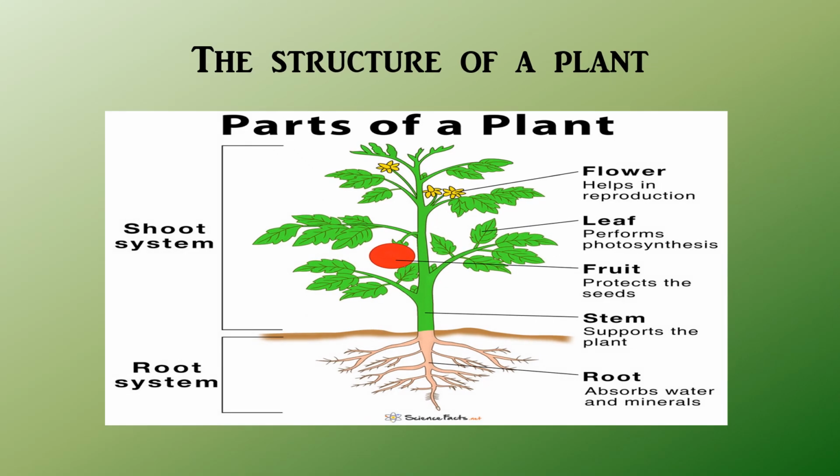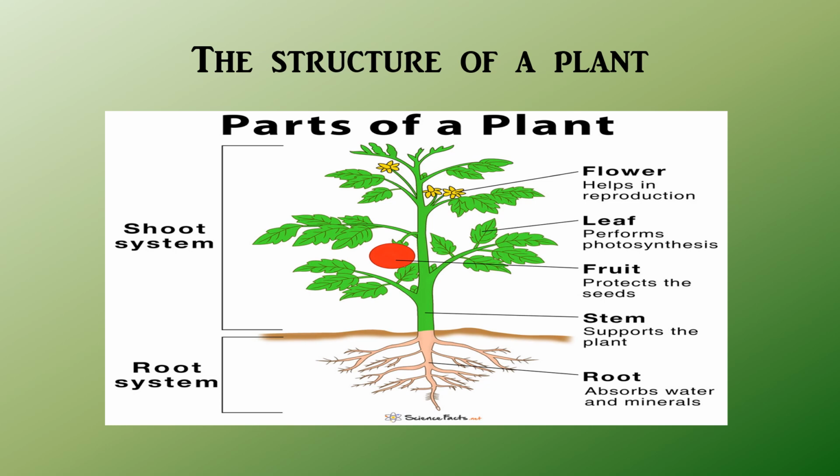The structure of a plant. Plant structure can generally be divided into two parts, the stem which grows above the ground and the root which grows below the ground surface. The root, stem and leaves are the main parts of plants. From time to time, plants bear flowers for reproduction. Flowers are transformed into fruits. Fruits have seeds. Seeds give rise to new plants.